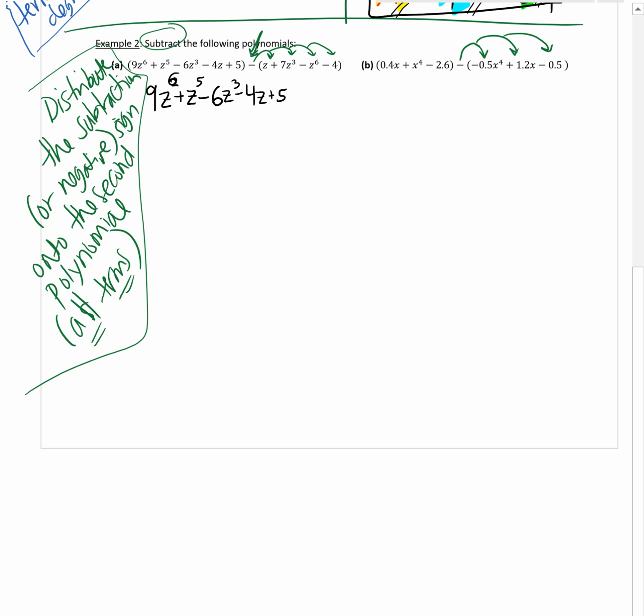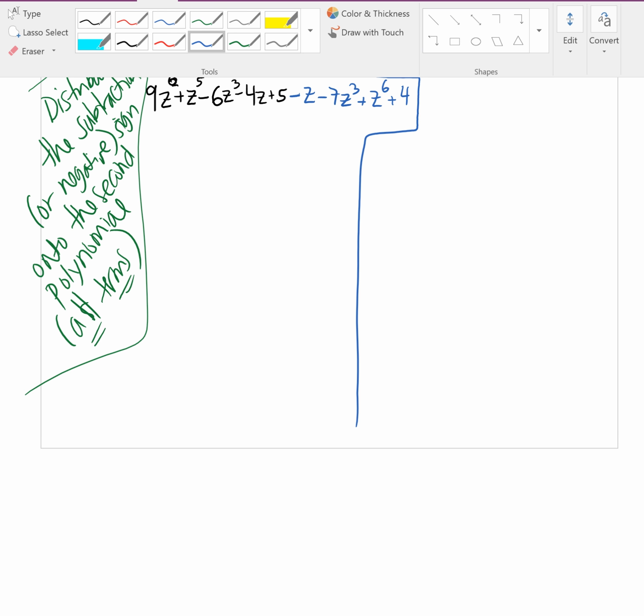Alright, now I got to be careful. I'm going to distribute this negative sign. The negative on the z will make it a negative z. The negative on the 7z cubed will make it a negative 7z cubed. The negative on the negative z to the 6th will be a positive z to the 6th. And the last term, it was a -4, but if I give it another negative, it'll become positive. There we go. So you just got to be a little bit careful, make sure all the signs in the polynomial on the right change since you're subtracting.